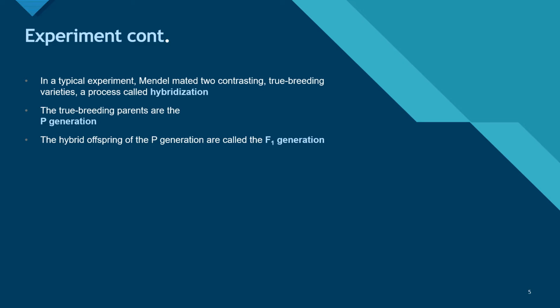So here's his experiment continued. In a typical experiment, Mendel mated two contrasting true-breeding varieties in a process called hybridization. The true-breeding plants are the P generation, the parent generation. That's what he called them, because they obviously started it off. And the hybrid offspring of the P generation are called the F1 generation, the product of the parents. So like my parents were the parent generation, and then I am the F1 generation of them.